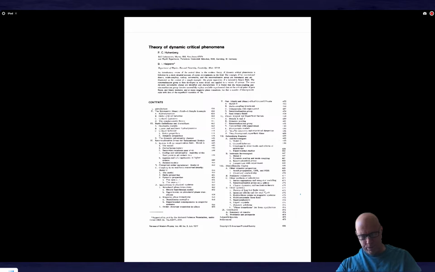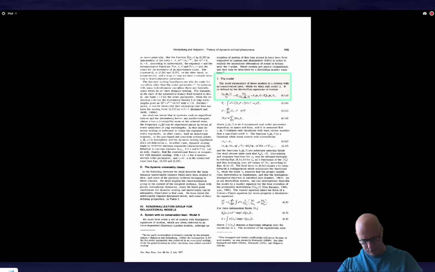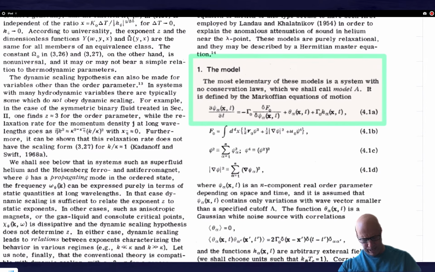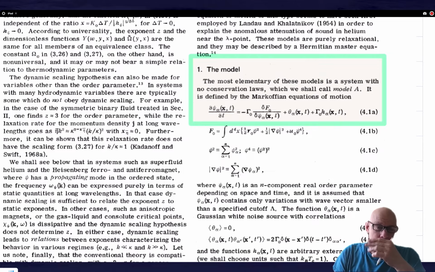And so this particular paper by Hohenberg and Halperin, two noted luminaries in the field, attempts to examine the dynamics of these kinds of systems. And I just wanted to bring your attention to what they call Model A. And basically, what they write here in disguise is what I just said. So here you see d by dt of what they're calling psi, which is some field variable.